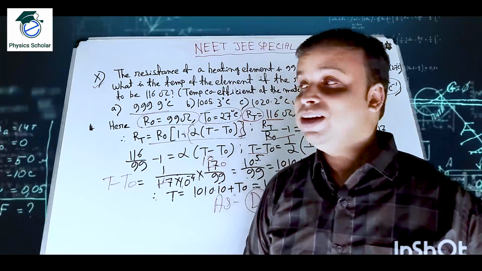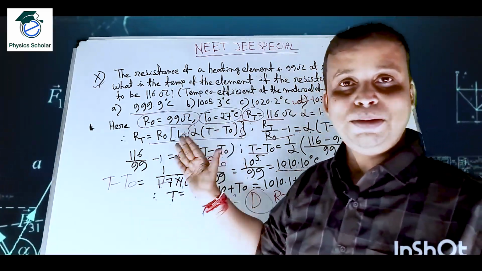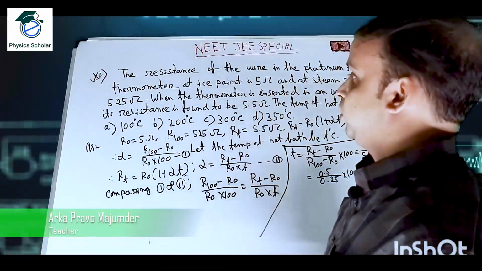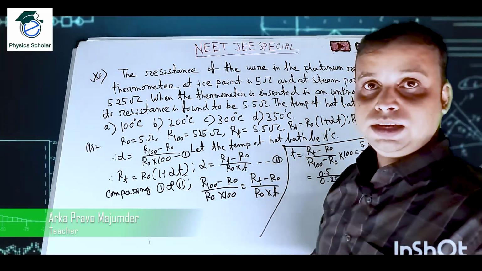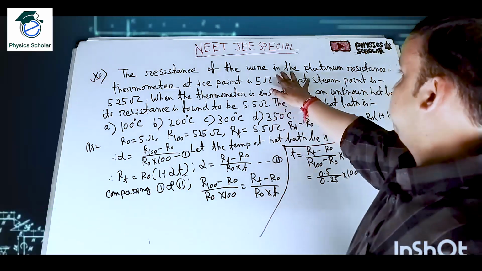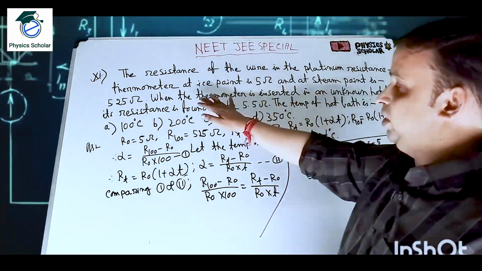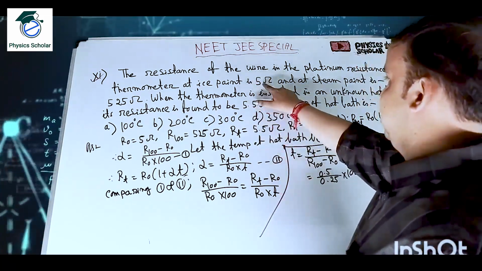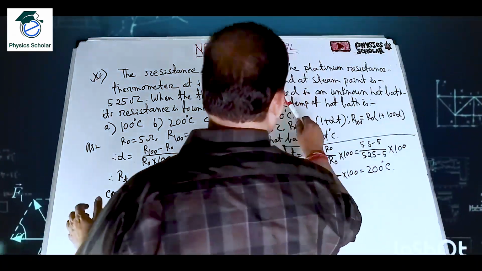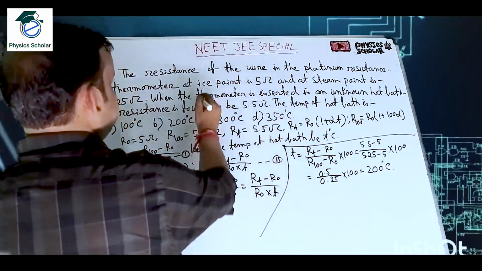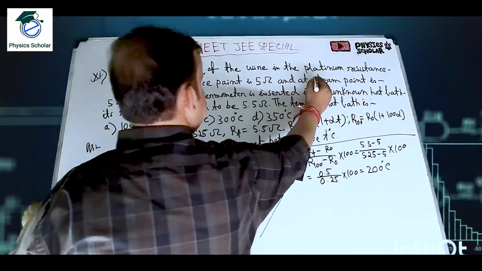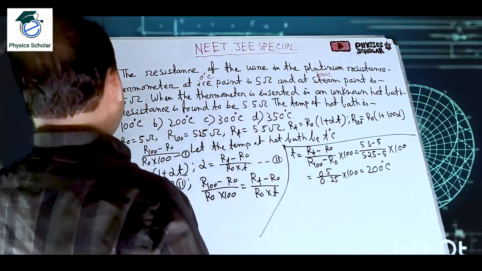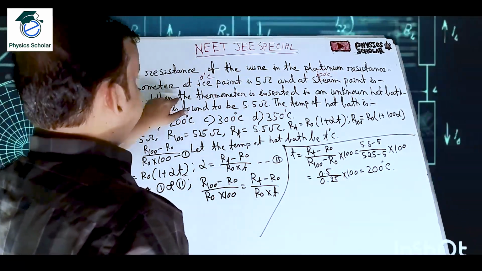Clear? So now let us move to question number 11. Students, let us now move to another numeric problem, question number 11. The resistance of the wire in a platinum resistance thermometer at ice point, means 0 degree centigrade, is 5 ohm, and at steam point, which means 100 degree centigrade, is 5.25 ohm.